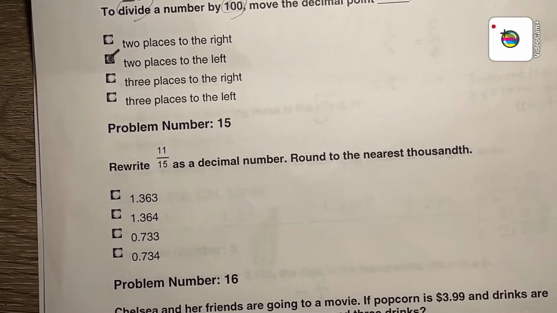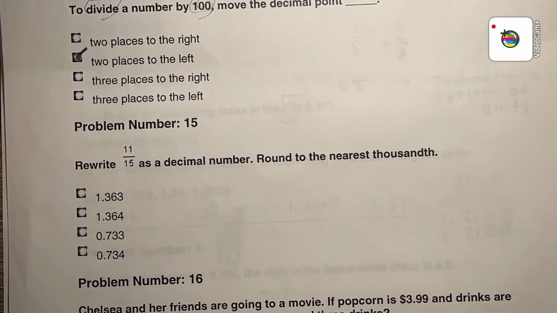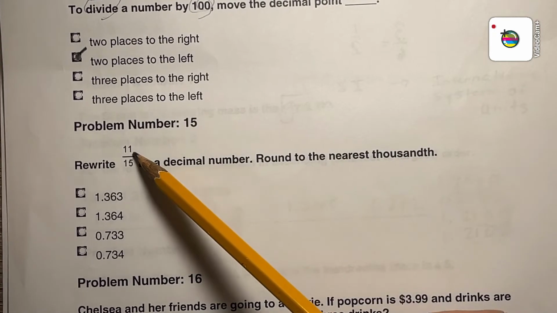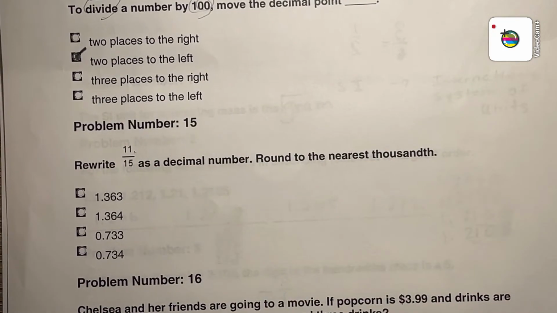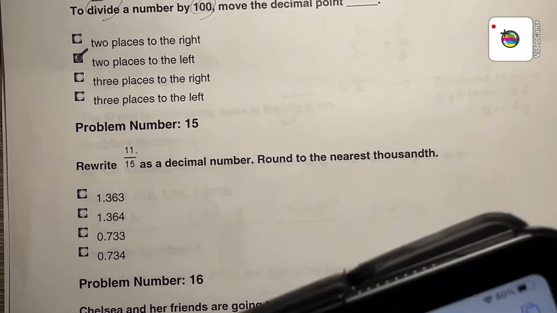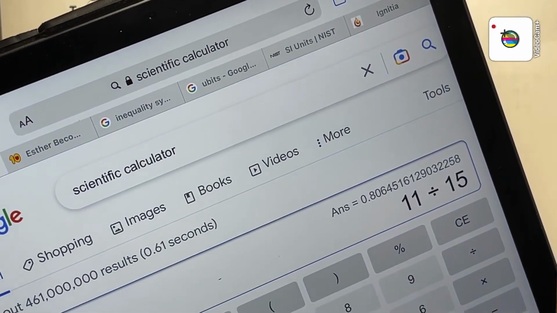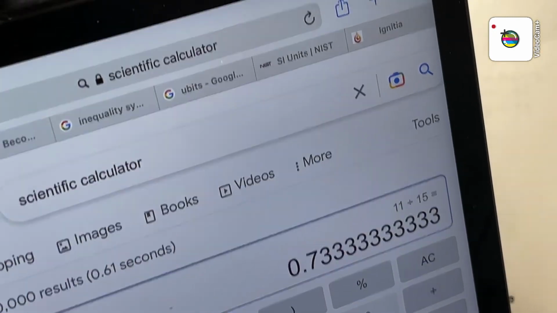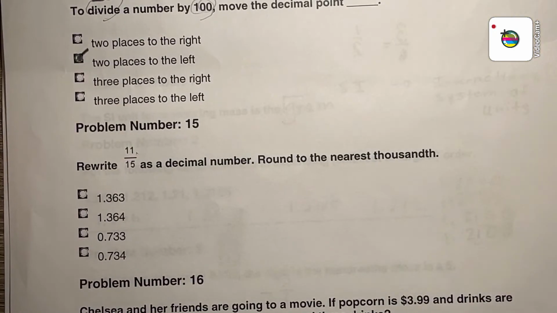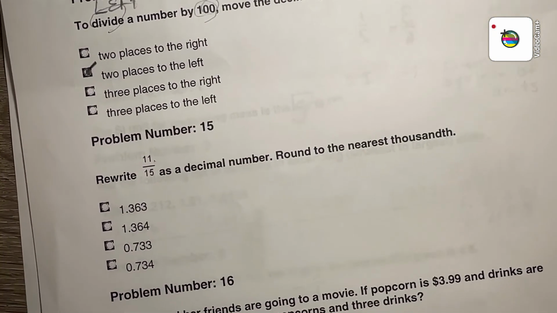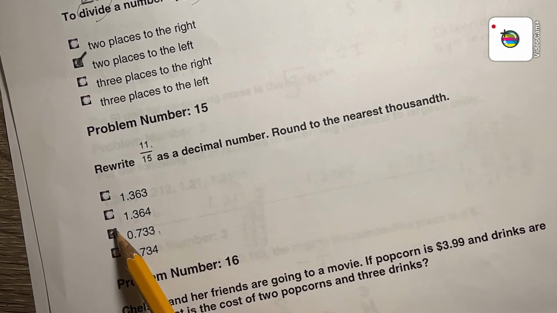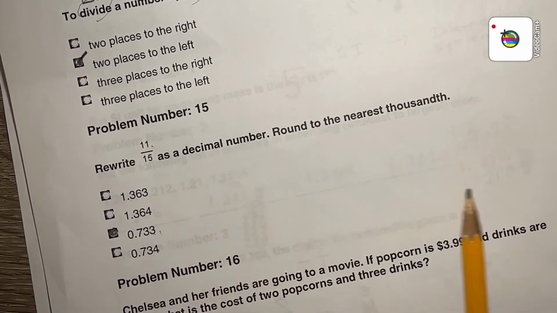Problem number 15, rewrite this as a decimal number and round to the nearest thousandths. Okay, remember that means divide the numerator by the denominator. That would become 0.7333333, which is a repeating decimal. Well, since 3 is smaller than 5, our thousandths place will stay the same. It will not round up like that one has.